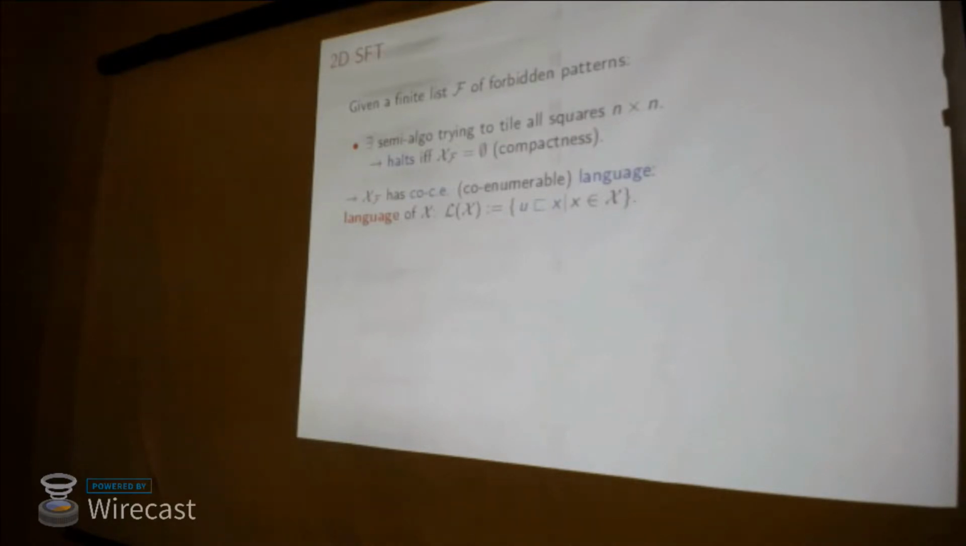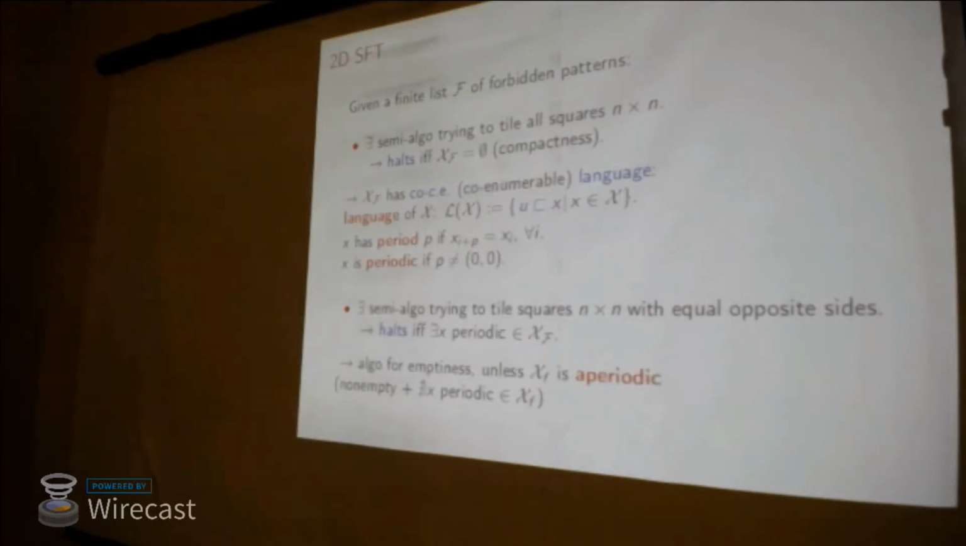A second thing that kids or algorithms or computers can do is to try again to tile bigger and bigger squares, but this time by trying to keep the two vertical sides equal and the two horizontal sides equal.